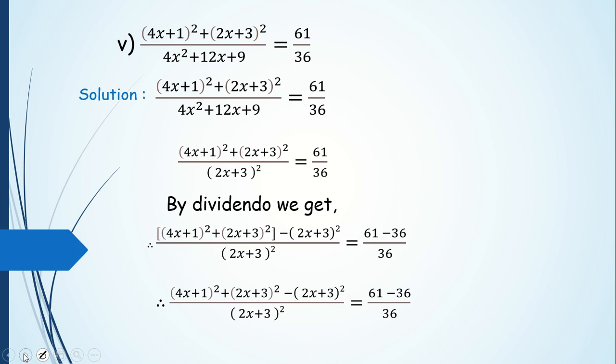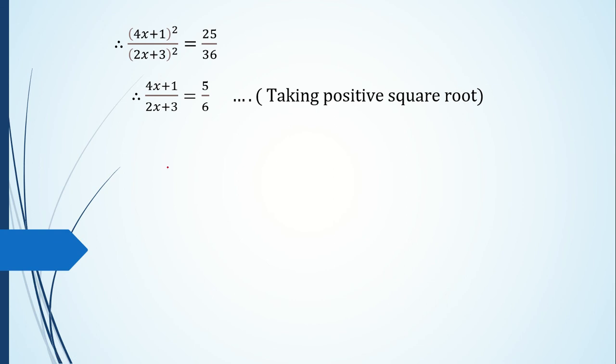So (2x plus 3) the whole bracket square and minus (2x plus 3) the whole bracket square will get cancelled. So we are left with this, (4x plus 1) the whole bracket square upon (2x plus 3) the whole bracket square is equal to 25 upon 36. Now since there is square and we want to get rid of the square, we will say taking positive square root on both sides. Square root of 25 is 5 and square root of 36 is 6. Now just cross multiply. Multiply 6 into this and multiply 5 into this. 6 into (4x plus 1) is equal to 5 into (2x plus 3).